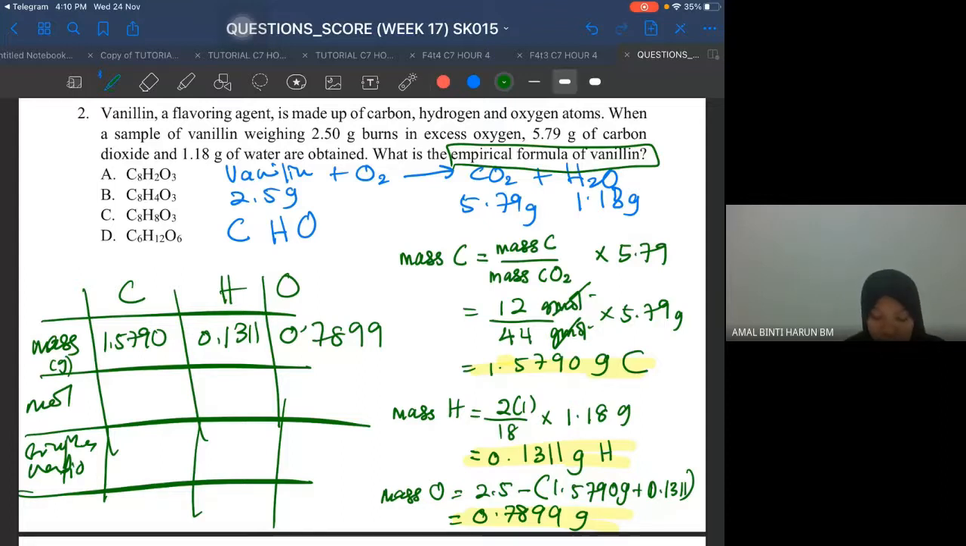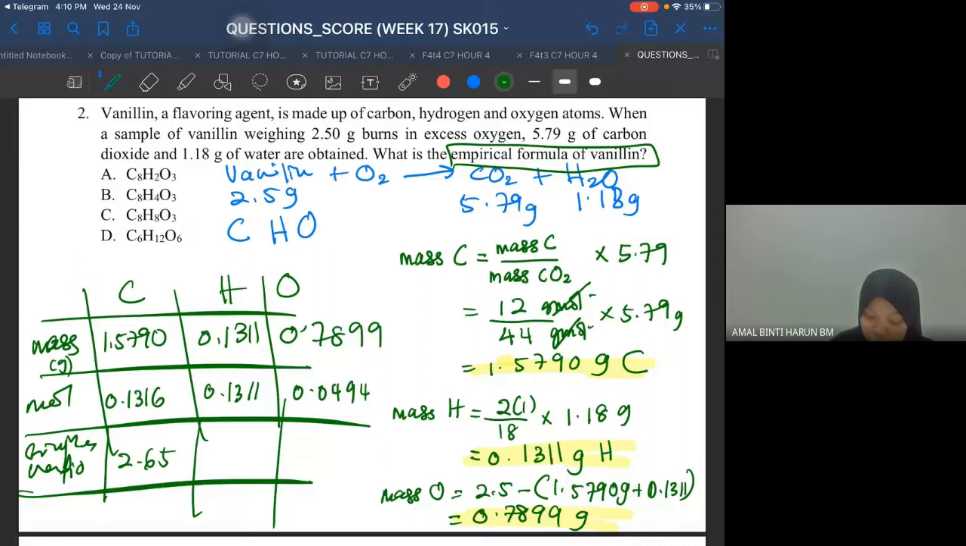Saya terus bagi ni, check je number of mole you sama tak? 0.131, apa yang saya tulis, 1316 ke 10? I'm not sure, 16 lah. 0.1311, 0.0494. So ratio dia ini 2.65.